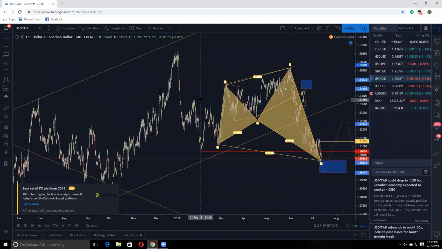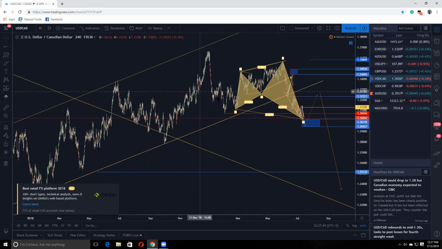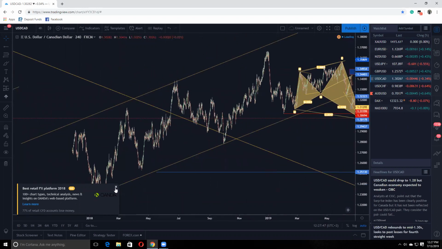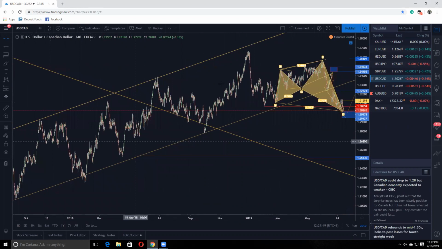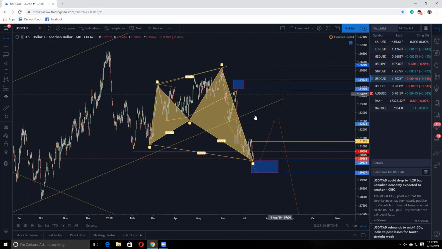USD CAD. USD CAD, the bias is to the downside. If you guys remember, we're still looking for this to continue to the downside, guys. There is no change. But at the moment, I'm looking for this market to start giving us a bigger corrective structure for more downside. They broke out of the trend line.